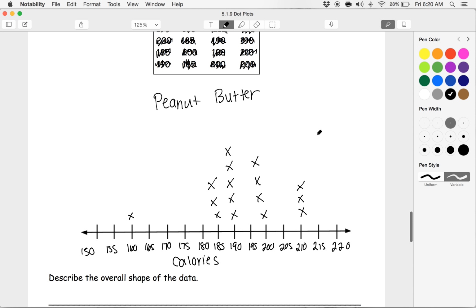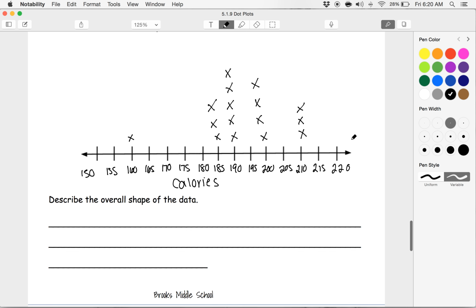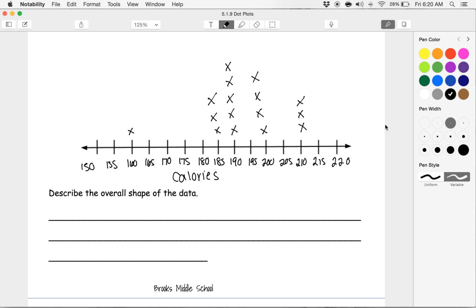Last piece, I have to describe the shape. Take a look, where do you see an empty part? Well, it looks pretty empty over here. So because it's empty on the left, I'm going to say it's skewed left.